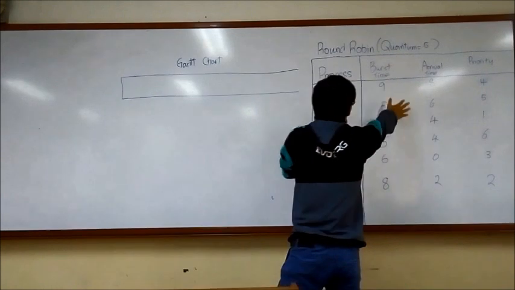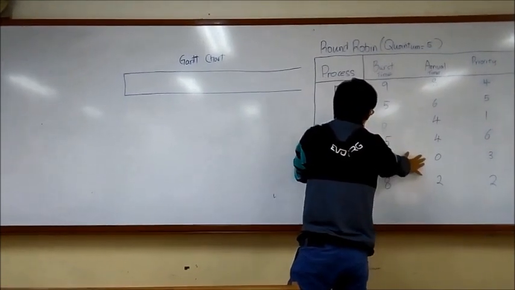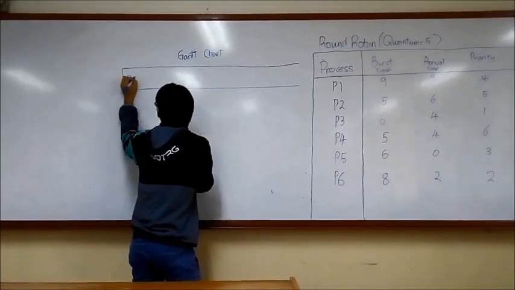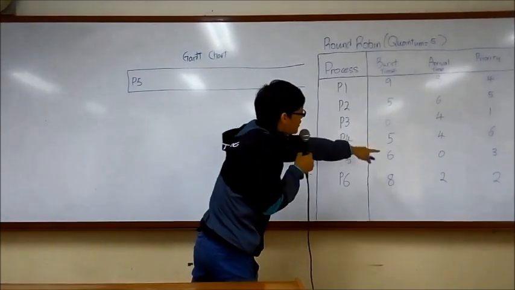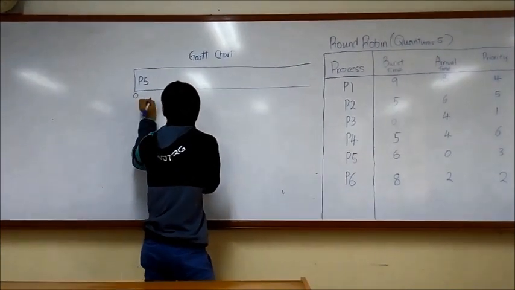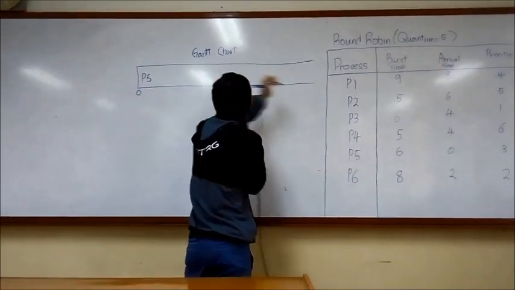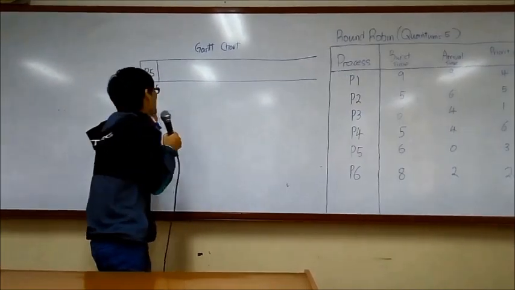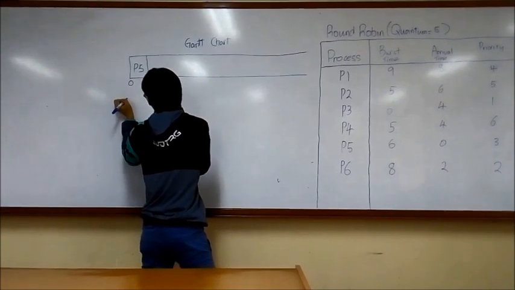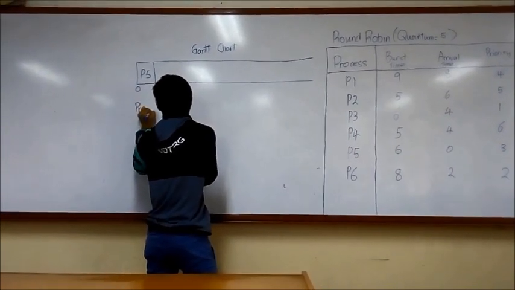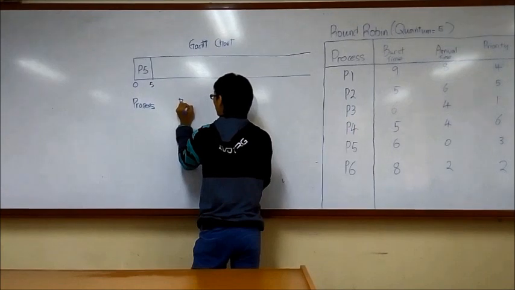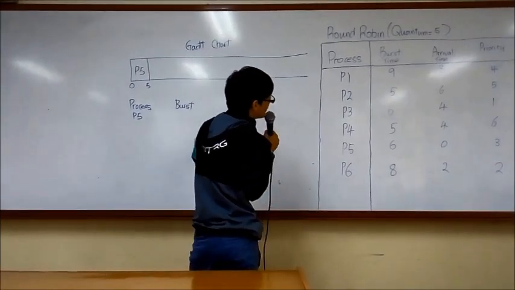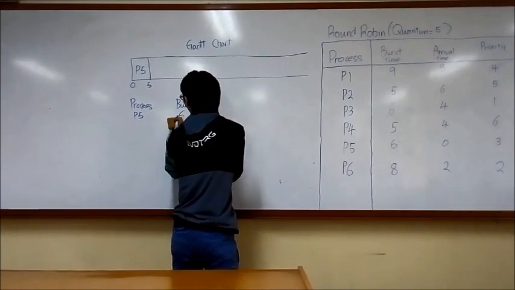First we take a look for the arrival time, the earliest time that a process arrives, which is process P5. The arrival time is 0. Because the quantum is 5, we draw a line and stop at 5. Until here we need to provide a small table for the process and burst time. We put P5 into the small table, and the burst time is 6.